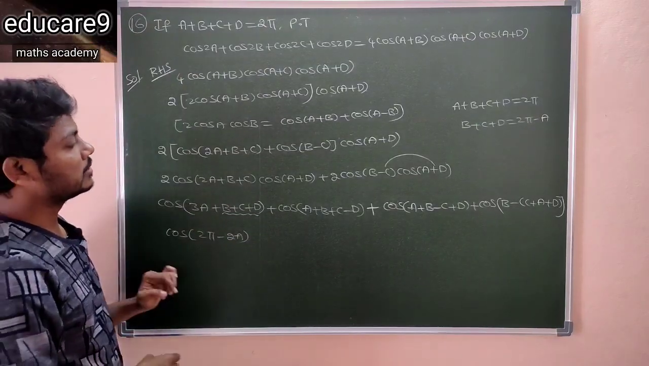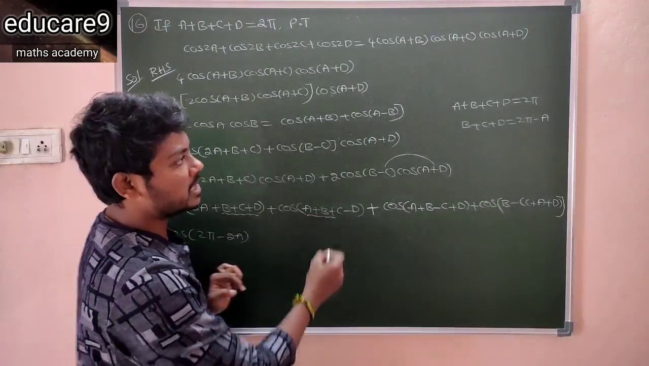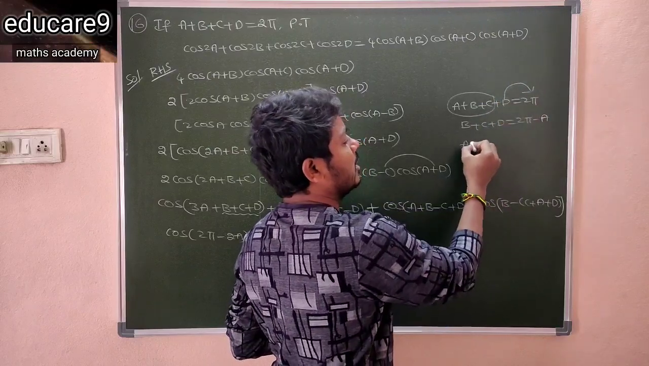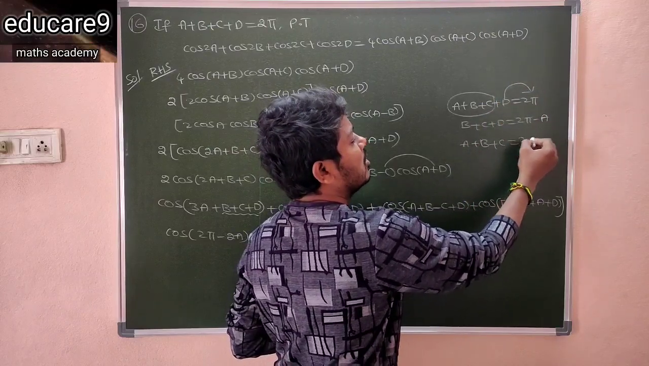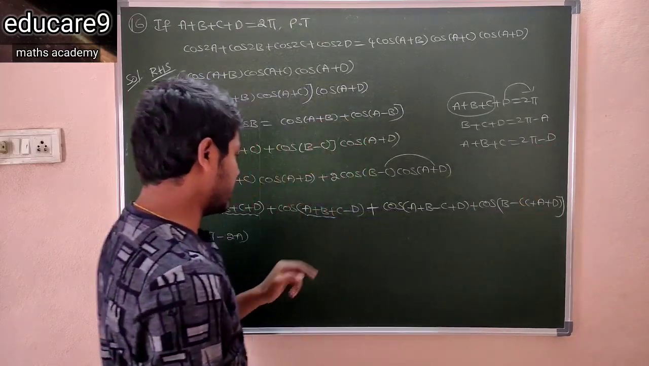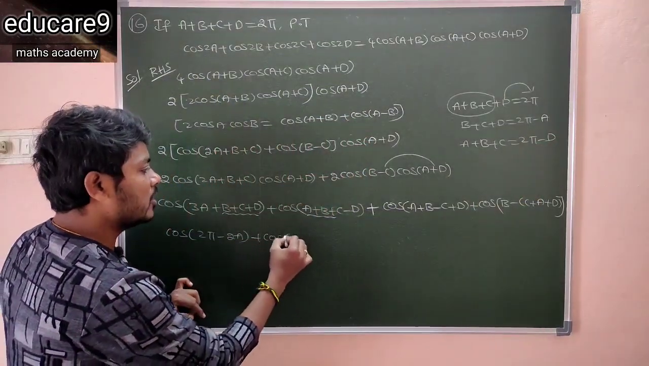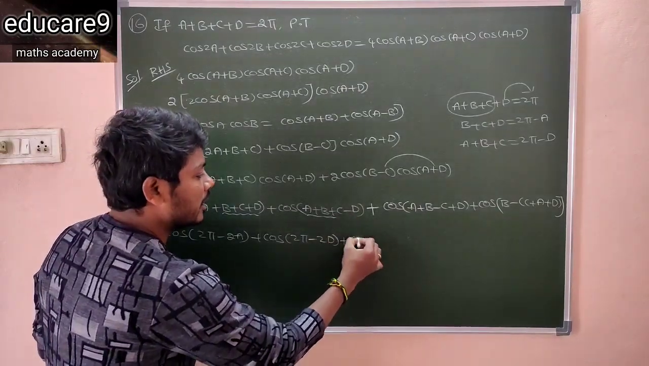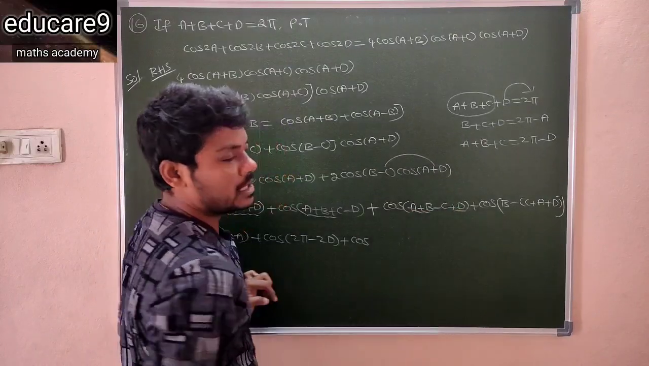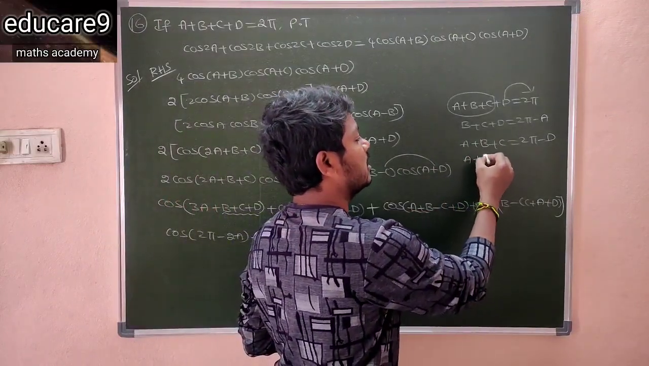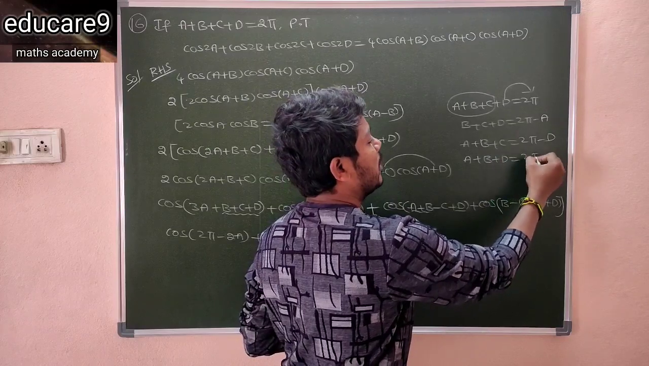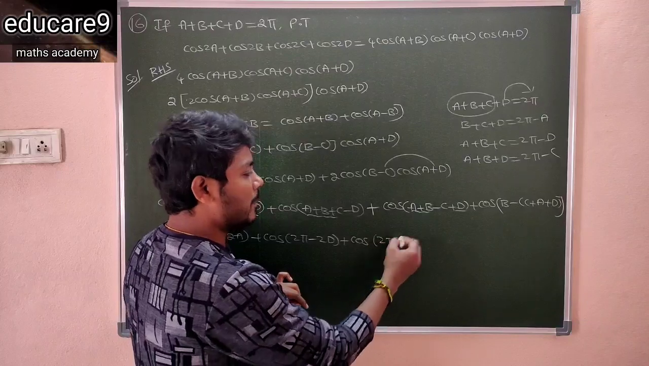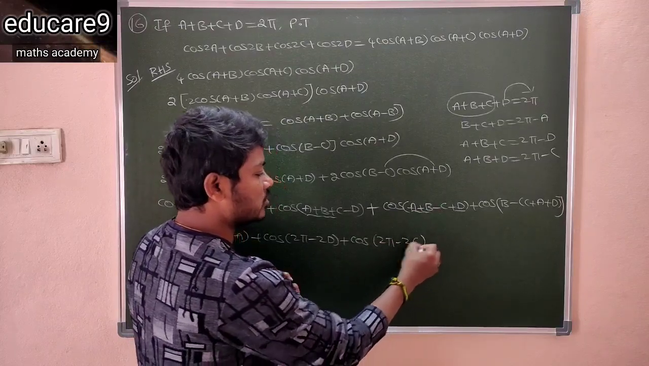Okay. So next here, A plus B plus C. How to write A plus B plus C? So send D to the right side. So A plus B plus C is equal to 2 pi minus D. So right here, plus cos of 2 pi minus D minus D, so 2 pi minus 2D. And cos of A plus B plus D. So how to write A plus B plus D? That is 2 pi minus C. So simply this is 2 pi minus C minus C, minus 2C.